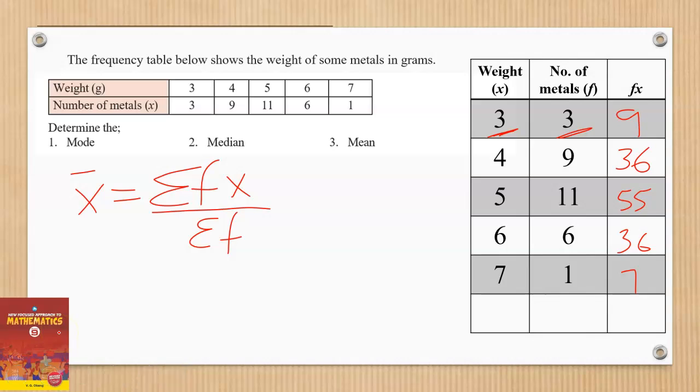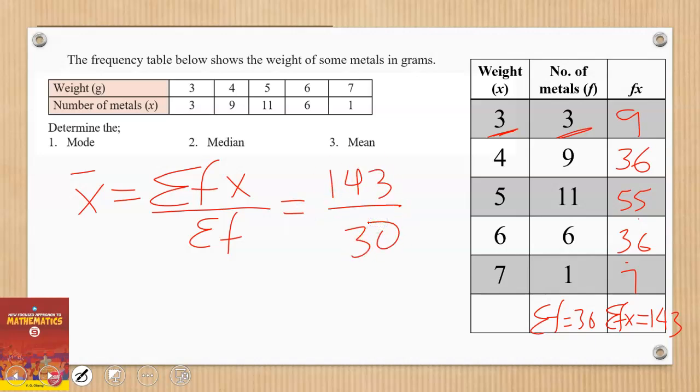So when we sum the f of x, that is 9 plus 36 plus 55 plus 36 again plus 7, that will give us 143. And then our sum of f already was 30. So we are going to do 143 divided by 30. When we do 143 divided by 30, we are going to have our mean S bar as 4.76666, so we can say approximately 4.8. So that is our mean.